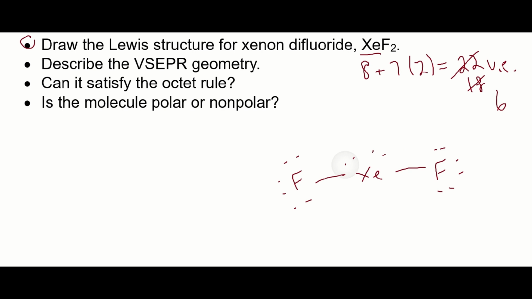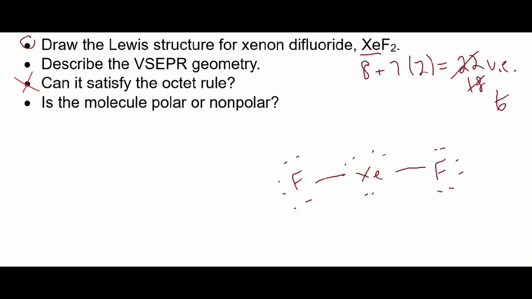Put those 6 around the central atom, xenon, which does have access to d orbitals. So all your period 3 and below elements on the periodic table will have access to d orbitals, and they can have an expanded octet. Now, because we only have single bonds here and we started with 22 valence electrons, there is no way to satisfy the octet rule. So this cannot be possible with xenon and 2 fluorines.